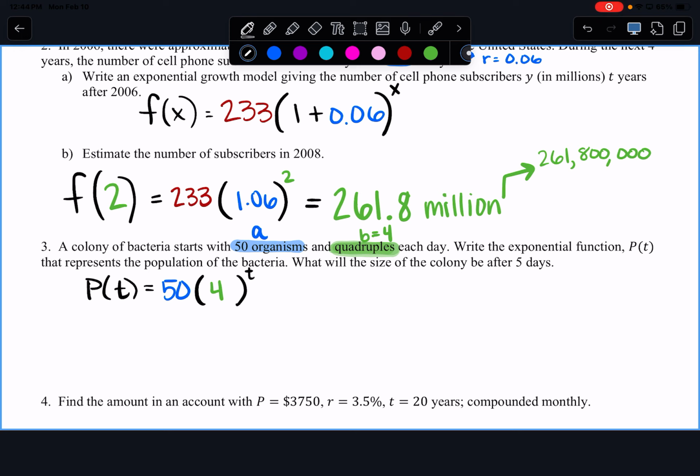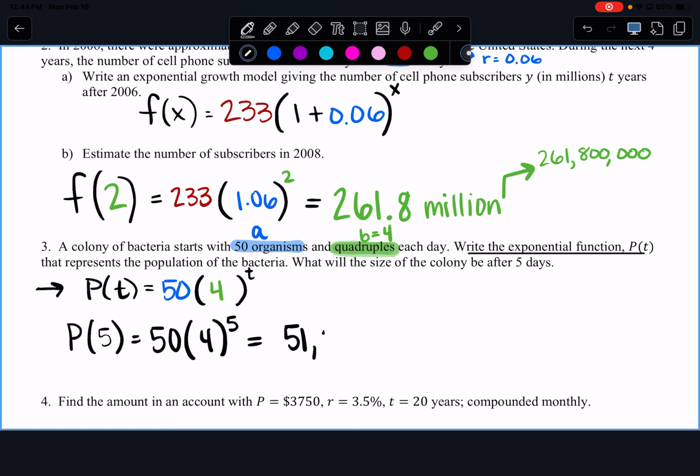Now, okay, so it said write the exponential function. So we did that part. Then it says, what will the size of the colony be after 5 days? What do I need to do to find that? Plug in 5. So I want you to take and plug 5 into that so we can get our answer. What was that? 51,200. That is a lot of bacteria.